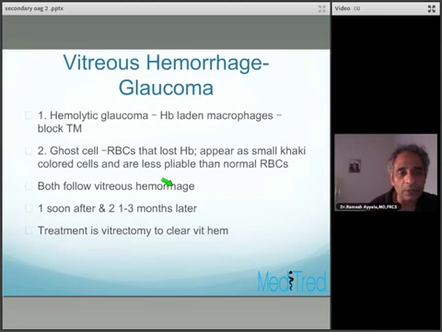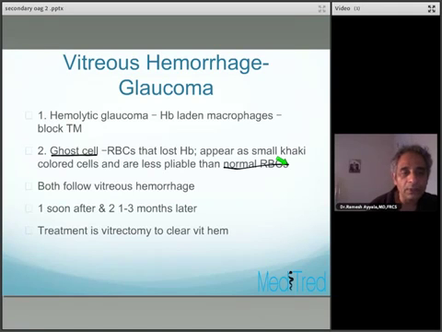Ghost cell glaucoma, on the other hand, is a delayed phenomenon where the vitreous hemorrhage is old. The RBCs have lost their hemoglobin, and these cells appear as small khaki-colored cells and are less pliable than normal RBCs. Typically in these eyes, again, there is communication between the anterior and the posterior chamber, letting the ghost cells migrate into the anterior chamber and the trabecular meshwork, causing an obstruction.